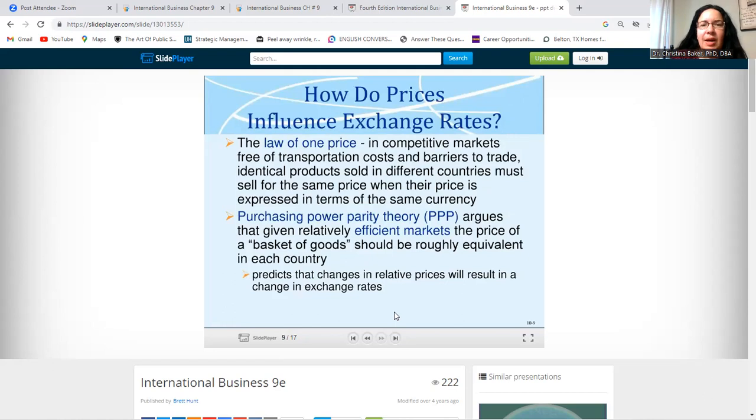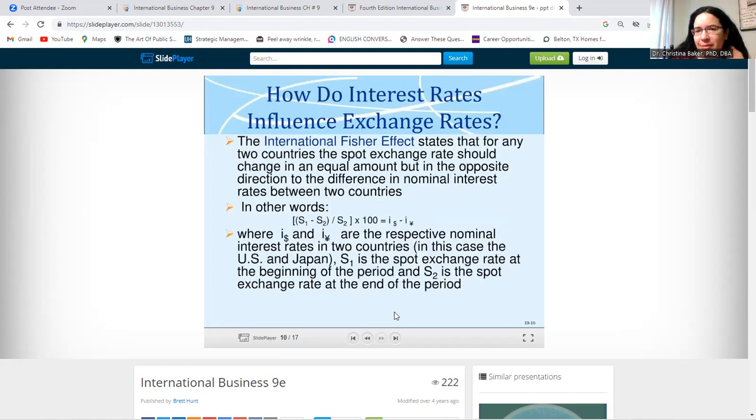The law of one price: this is how prices influence exchange rates. In competitive markets with free transportation costs and no barriers to trade, identical products sold in different countries must sell for the same price when the price is expressed in terms of the same currency. Purchasing power parity, PPP, argues that in relatively efficient markets, the price of a basket of goods should be roughly equivalent in each country, and it predicts that relative prices result in changes in exchange rates.